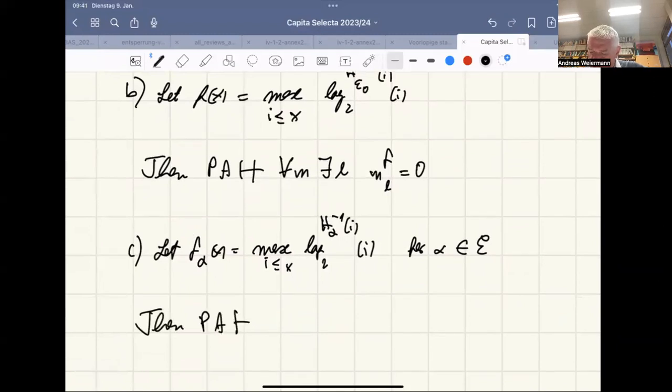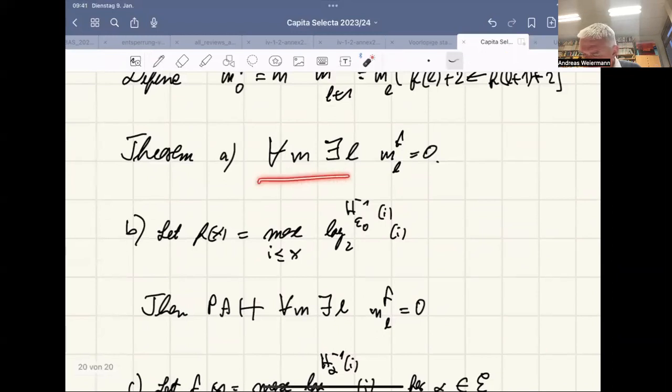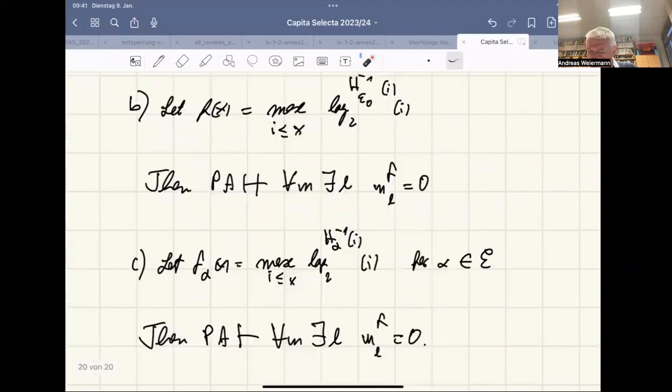PA does prove for all m there exists an L such that MLF hits 0. Okay. So how to prove this? Now this is very easy. For this, we use the corresponding result for the Hydra battle. But details are not so straightforward.